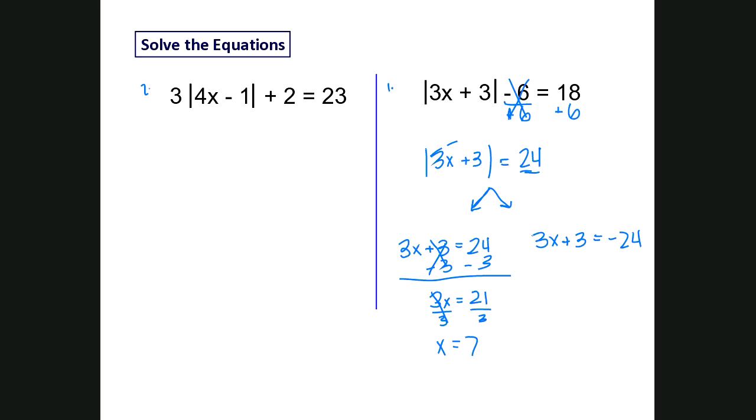Okay, now on the other equation, once again, same steps. I'm still subtracting 3 on both sides. That cancels out, so I'm left with 3x equals negative 27. Divide by 3 again, leaves me with x equals negative 9.